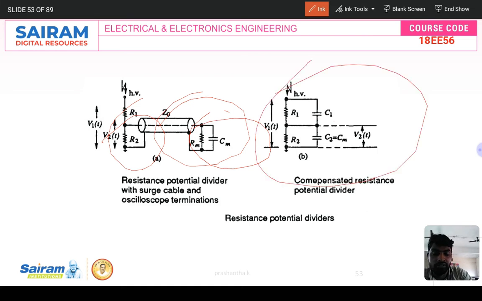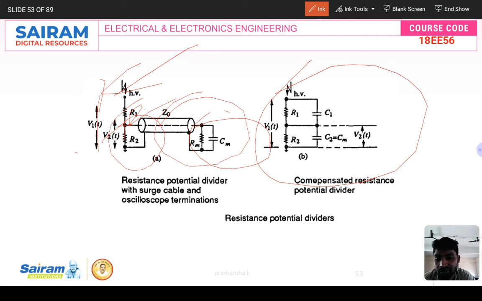Similarly, if it is a compensated resistance potential divider, we have R1, R2, C1, C2 equal to Cm, and V2 is the output voltage. You can see here, right? V1T is the total voltage, and it will be divided by using the resistances R1 and R2. So V1T is the total supply we are giving here, and R1 and R2 are for dividing the voltage. Here V2T is coming, and here the total V1T. So V1T minus that gives V2T, another voltage. The divided voltage we will get, right? So this is the circuit diagram for the resistance potential divider circuit.